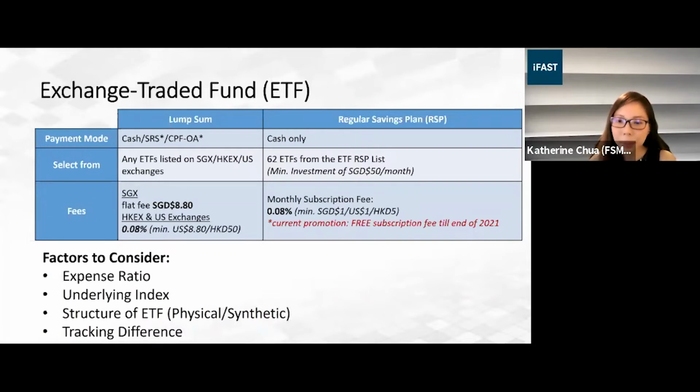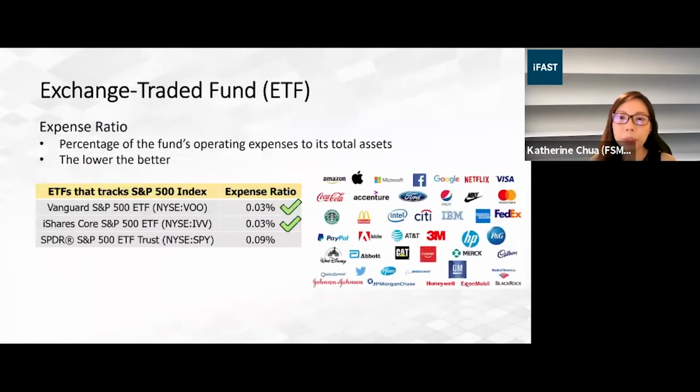Of course, before you invest in an ETF, we have to know what it is and what some of the factors to consider are. In the next few slides, I will explain some of the factors you should pay attention to. First and foremost, one of the more important factors for ETF investments is its expense ratio. This expense ratio is expressed as a percentage of the fund's operating expenses to its total assets. The lower the fees, the higher the return to you.